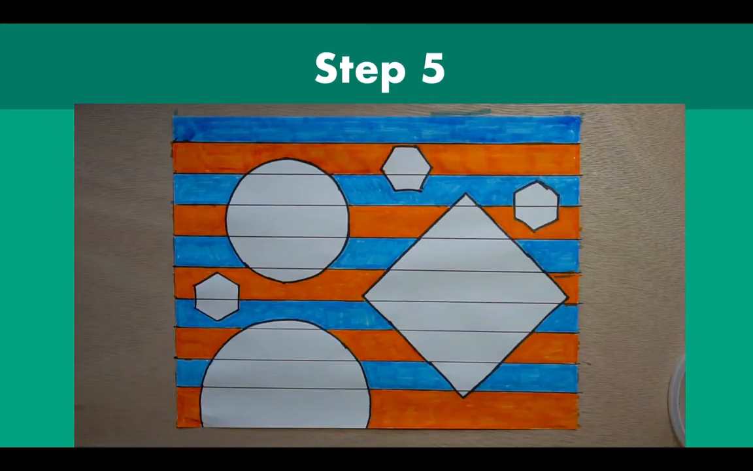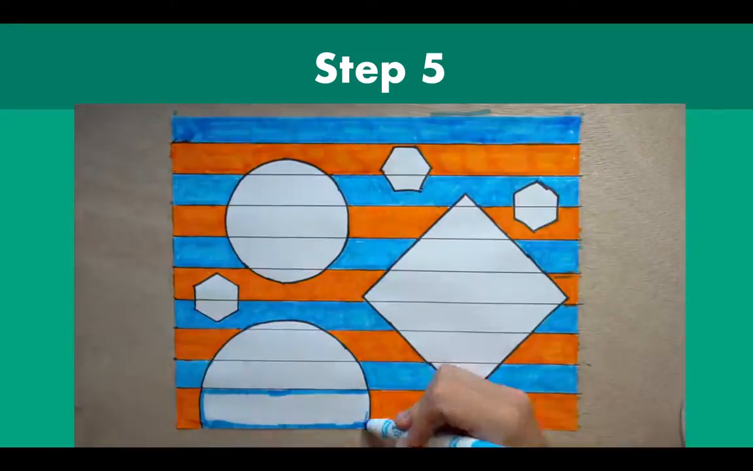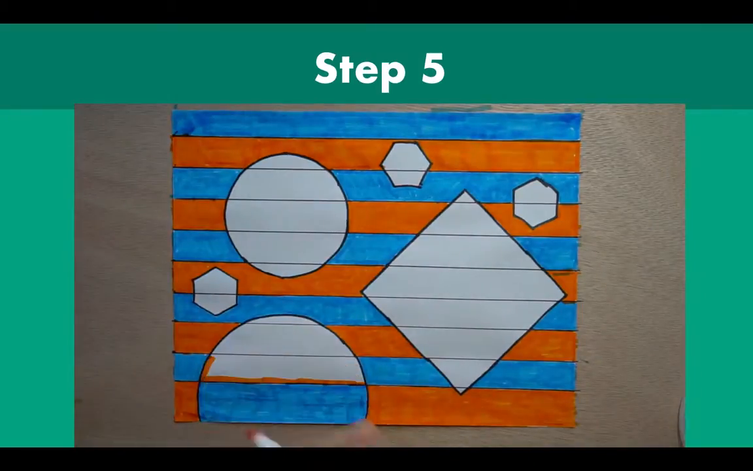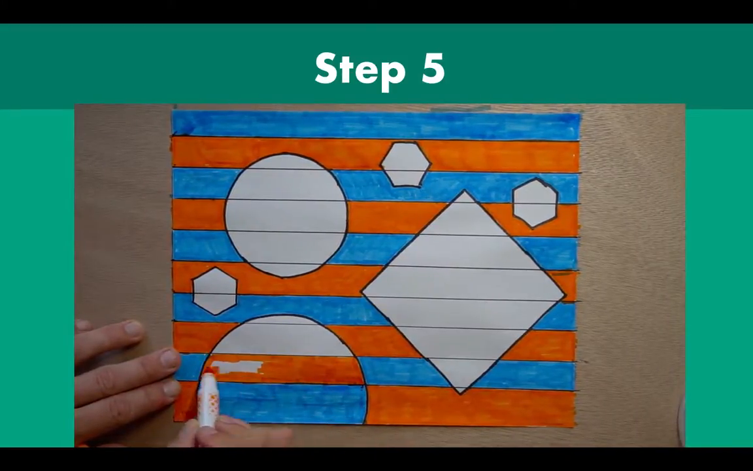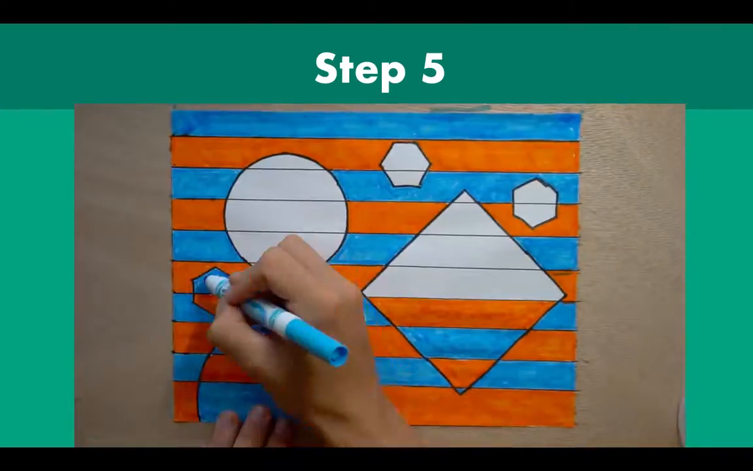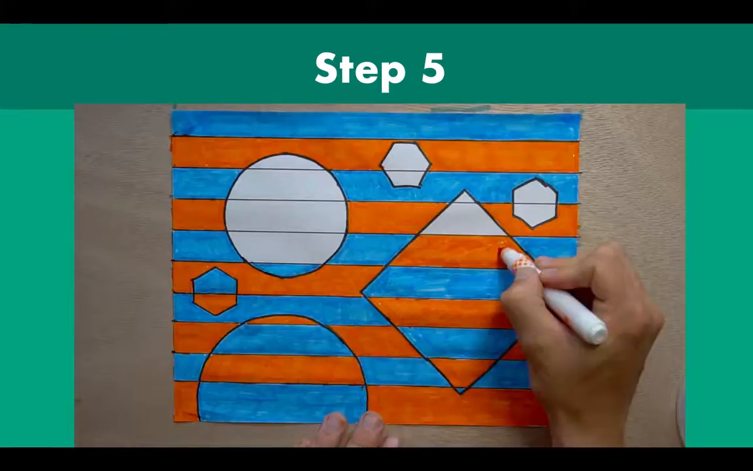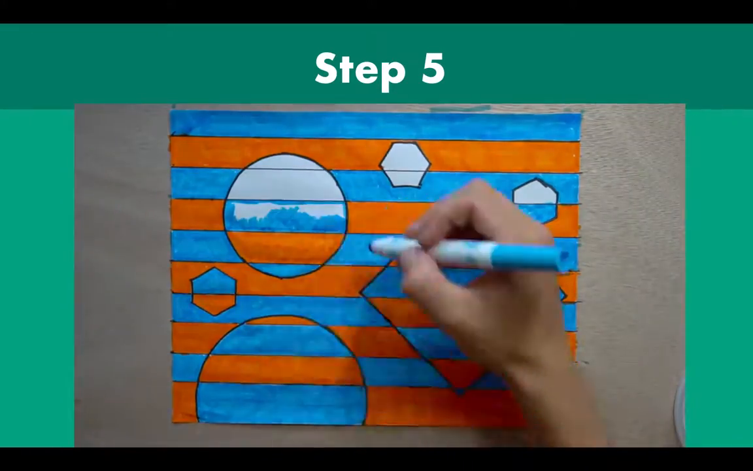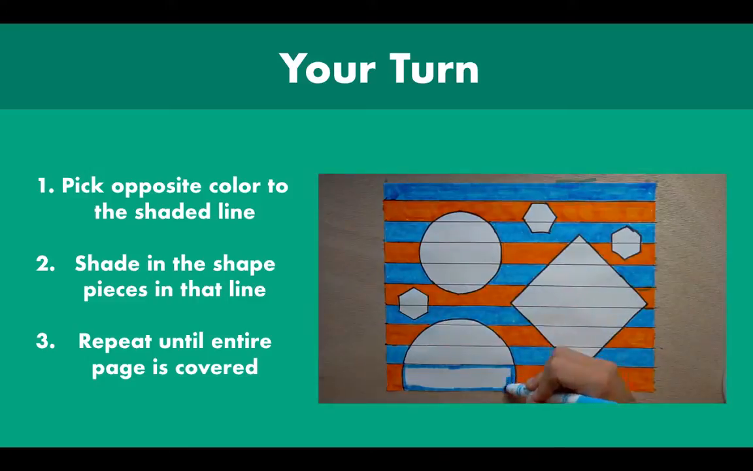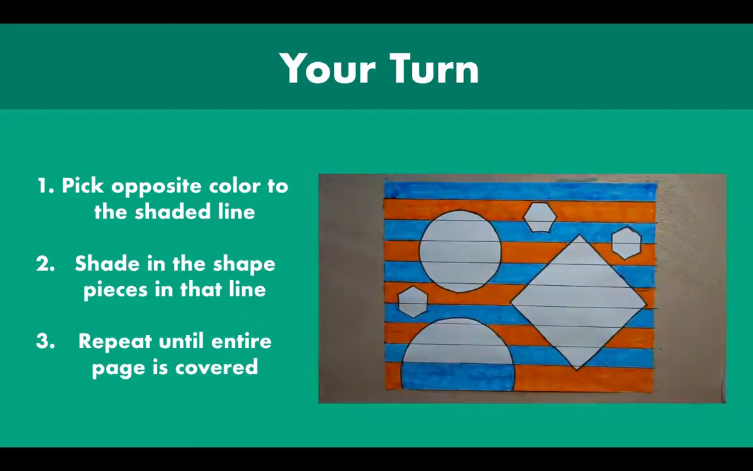For the last step, we're going to color in your shapes. The shapes will be the opposite color to whatever the rest of that stripe is. So this first piece was in an orange stripe, so I colored it blue. The next piece was in a blue stripe, so I color it orange. Follow this pattern to shade in all of the shapes on your page. Now it's your turn. Finish coloring your page, and congratulations on creating this op art.